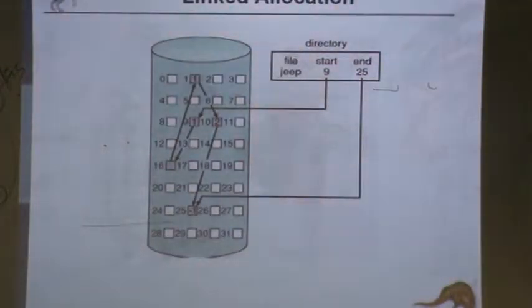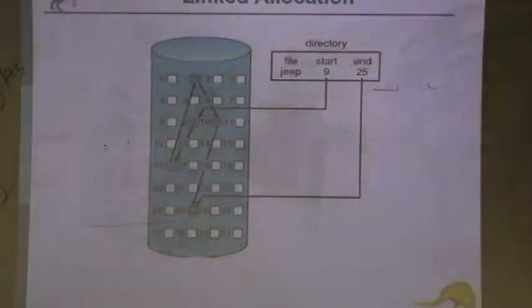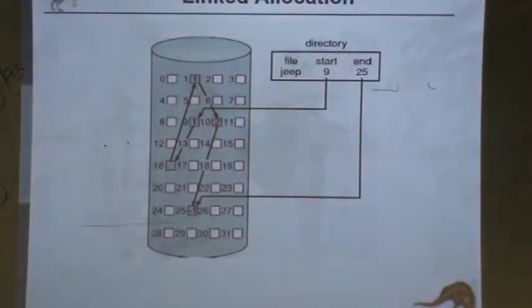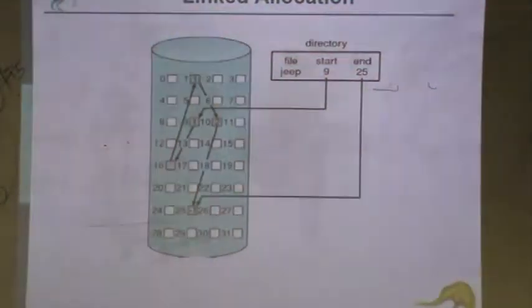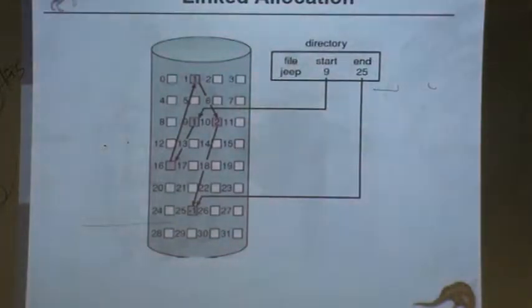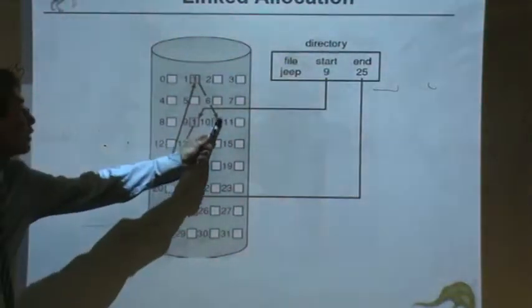Benefit: no external fragmentation. Okay, you can use any block. Problem? It's complicated to search, and it also takes time to search the data in the file. So for example, my data is here, you don't know where.